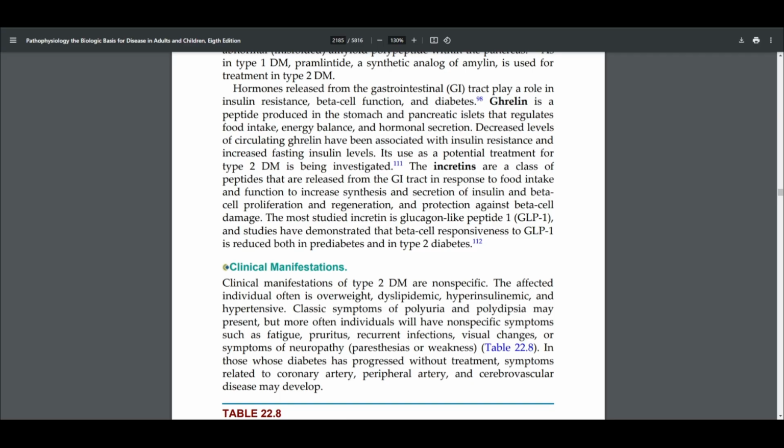The incretins are a class of peptides that are released in the GI tract in response to food intake and function to increase synthesis and secretion of insulin and beta cell proliferation and regeneration, and protection against beta cell damage. The most studied incretin is glucagon-like peptide 1, GLP-1, and studies have demonstrated that GLP-1 is reduced both in prediabetes and type 2 diabetes.